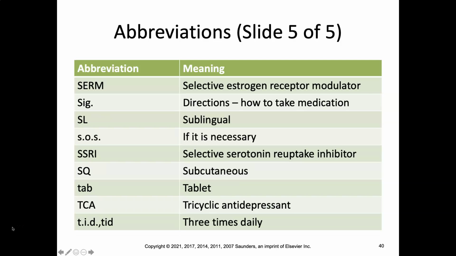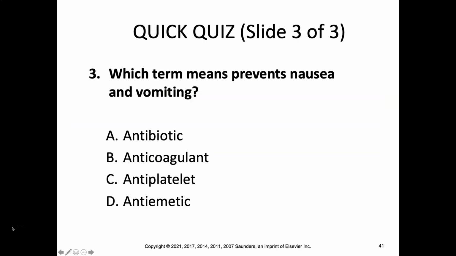All right, quick quiz. Which term means preventing nausea and vomiting? Which type of medication drug class is going to prevent nausea and vomiting? It's definitely going to be anti-something. What is it going to be anti against?